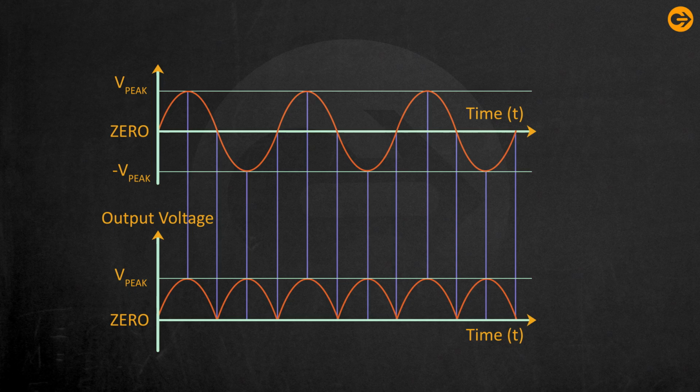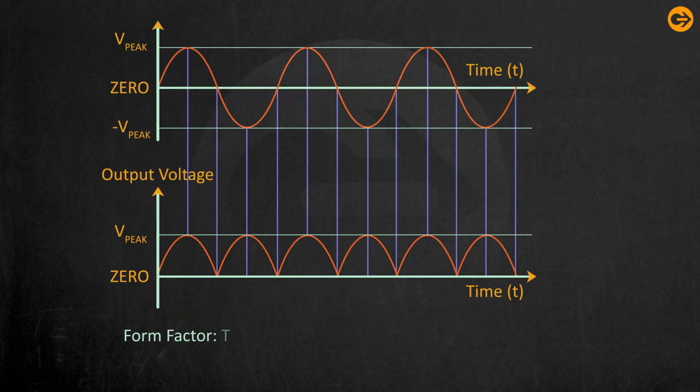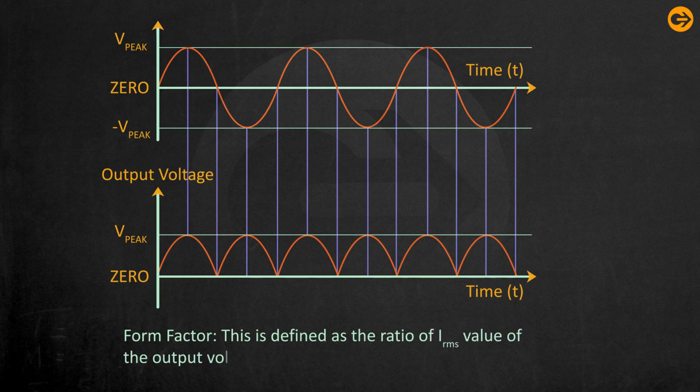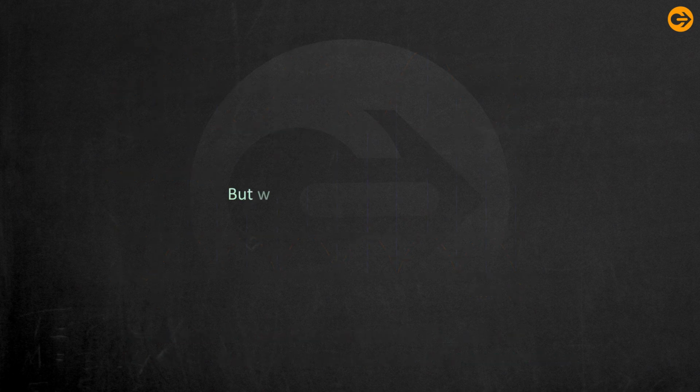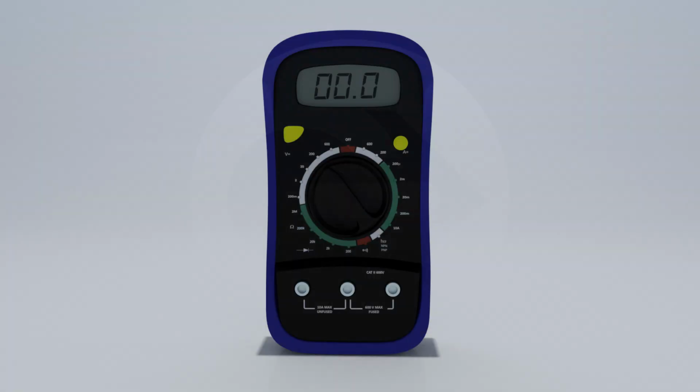Form factor. This is defined as the ratio of the RMS value of the output voltage to the average value of the output voltage. But why is form factor required? Most of the AC multimeters are designed to display the RMS value of a sine wave. Since it is nearly impossible to achieve the RMS value digitally, the absolute average value is calculated and the result is multiplied by the form factor. It is generally preferred if the form factor is equal to 1.